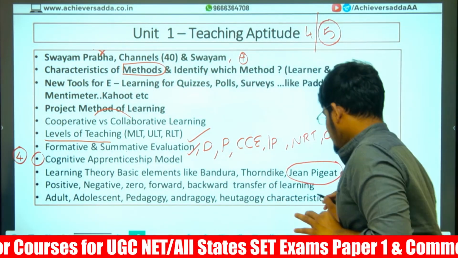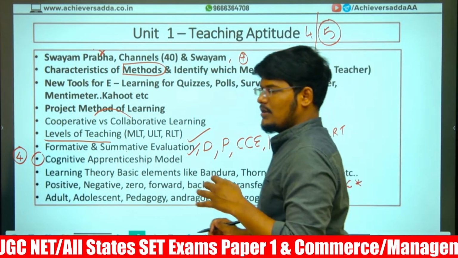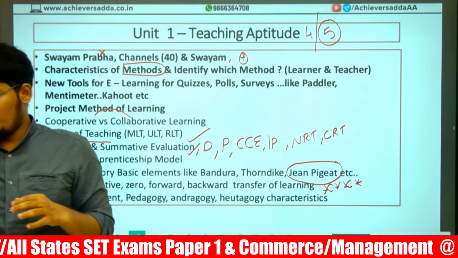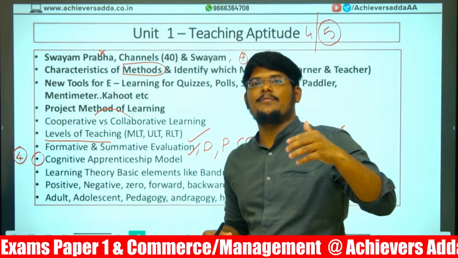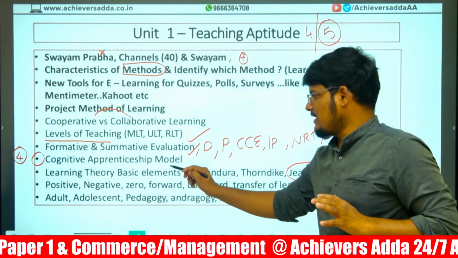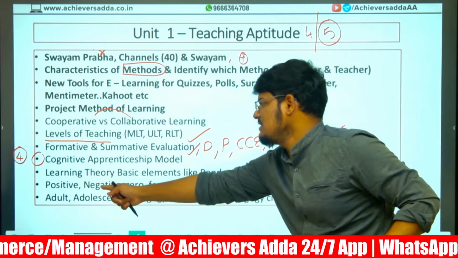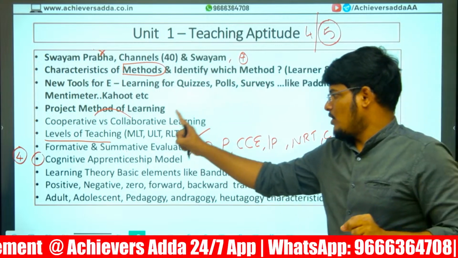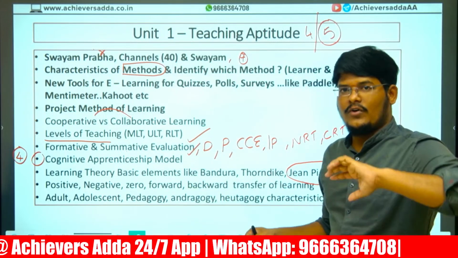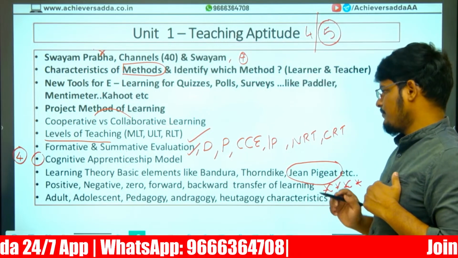Next, recently there was a n number of questions in September 2024, all the shifts. There is a positive transfer, negative transfer, zero transfer type of learning. Positive, negative, zero, forward transfer, backward transfer of learning. All these 5 types of transfer of learning you should learn.